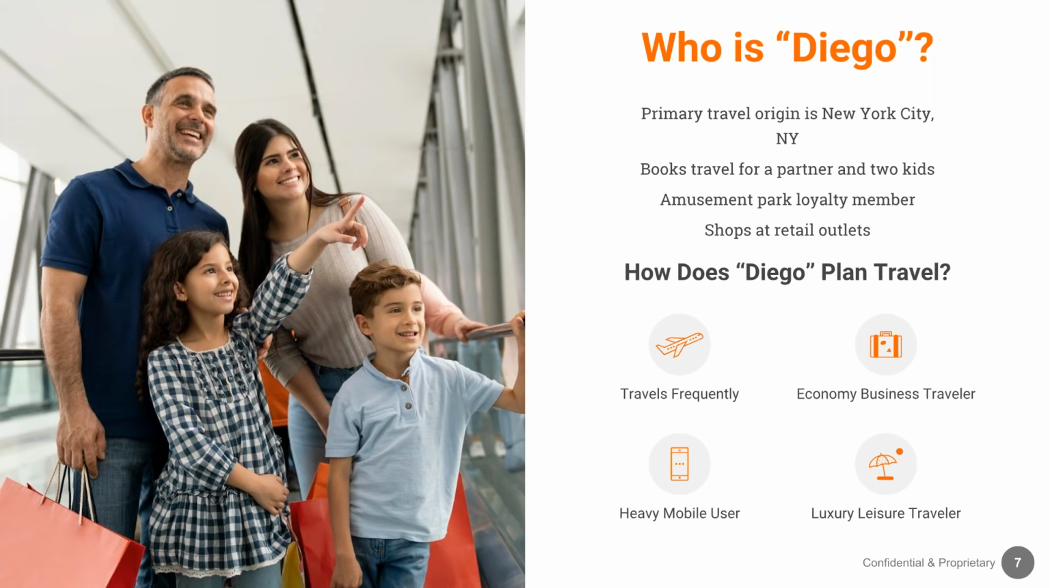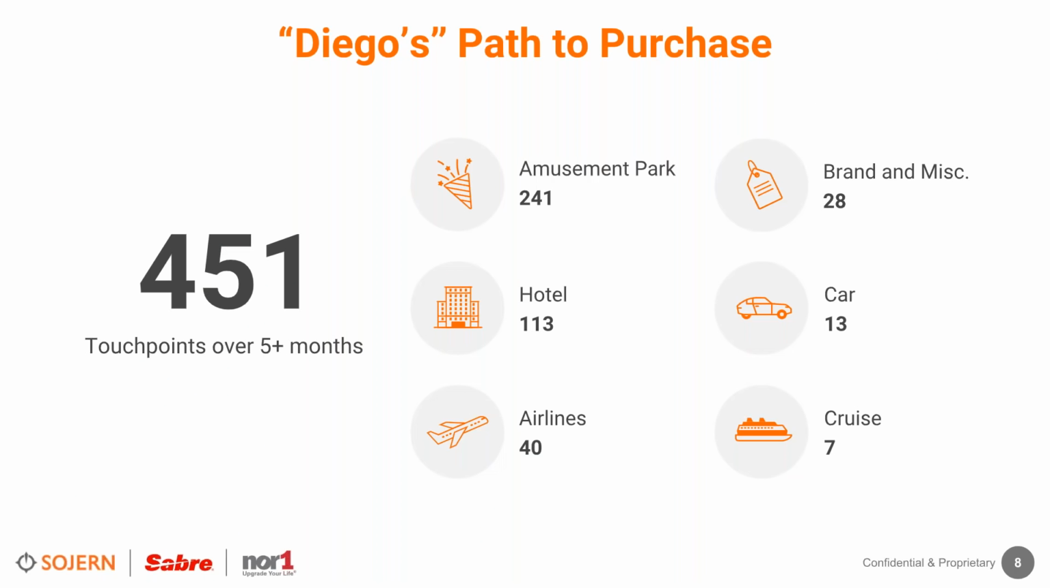If we go to the next slide, this is where it becomes, in my opinion, very telling. Diego is going to have 451 different touch points over a 5-month period. Now, 5 months takes Diego from a dreaming, thinking-about-doing-this stage, not overly committed, to the point where he actually starts to book the transactions, the travel, and the accommodations. But 451 touch points in a 5-month period.